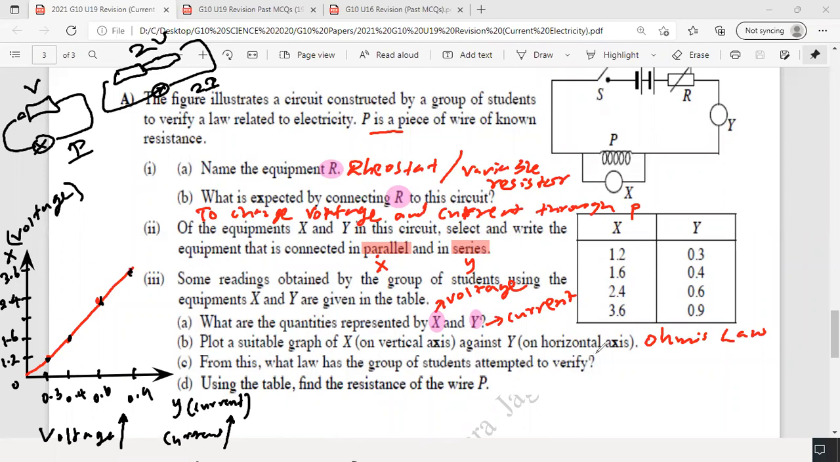So what you can do, you can take R equals V over I. Voltage is on the X axis and the current, capital I, in amperes, is on the Y axis. So V over I, you get the resistance. That means the gradient of the graph.